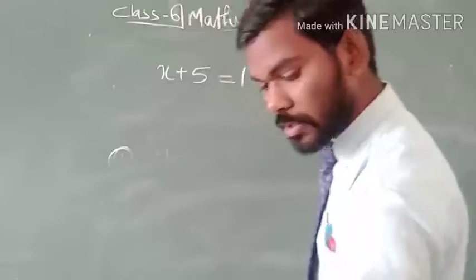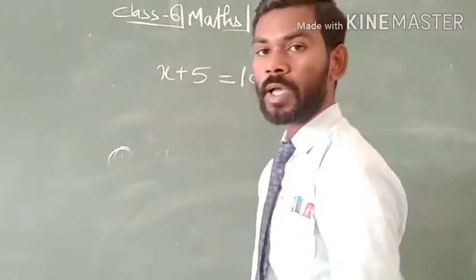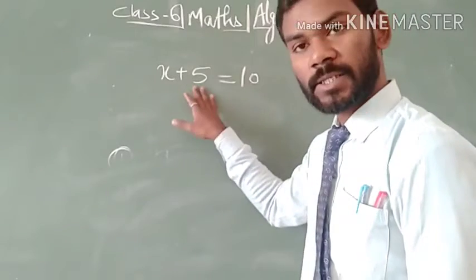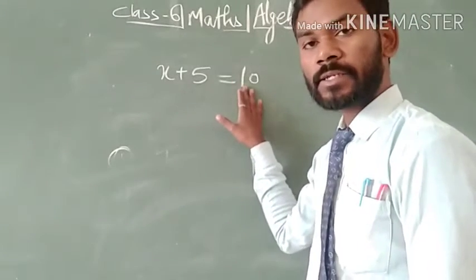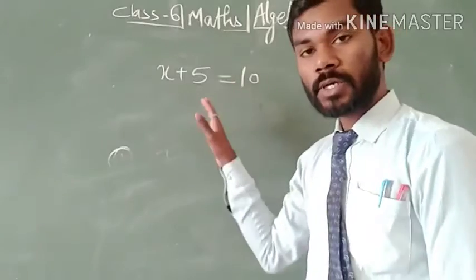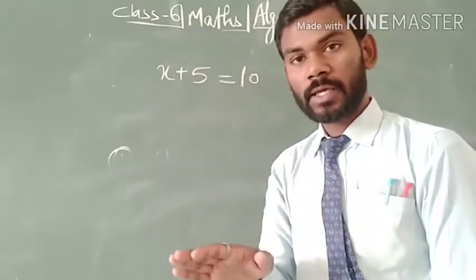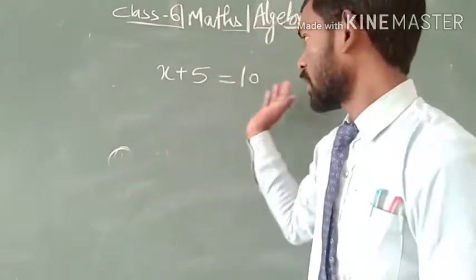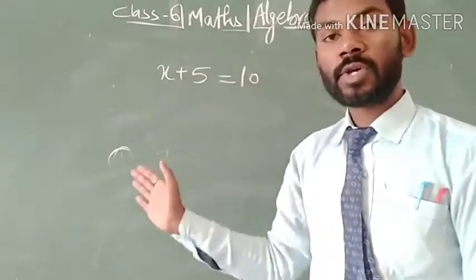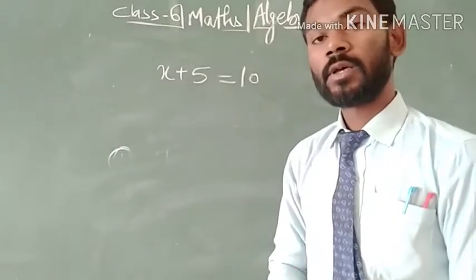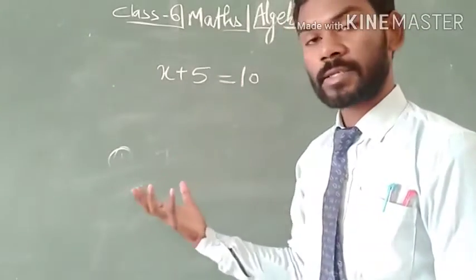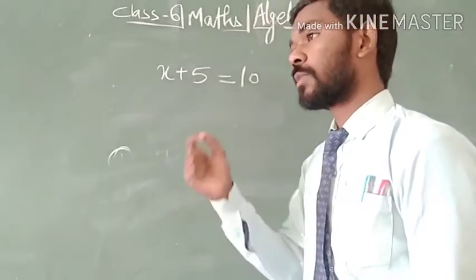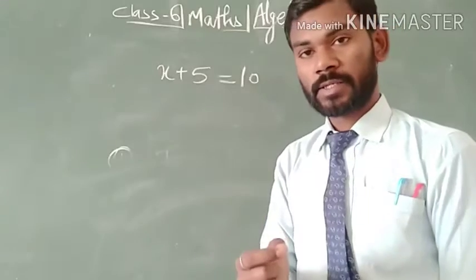In this equation we can see that the terms having no x are 5 in the left hand side, and 10 in the right hand side. But the term having x is only in the left hand side, and in the right hand side there is no term having x. So here we do not need to transfer the term having x.